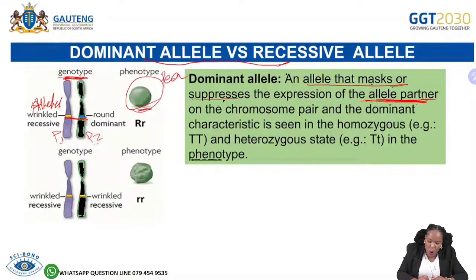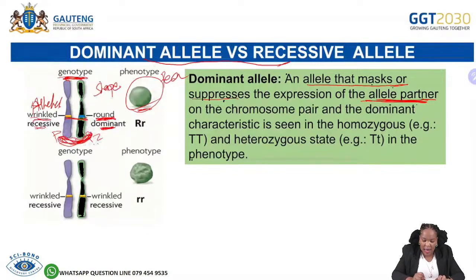Look, parent 2 has round dominant, meaning the shape is round. The shape is the characteristic here. So this one is round, and this one is wrinkled, recessive. Because round is dominant, when this organism consists of these two, the phenotype is going to be round. Why is it round? Because this big R for round is dominant over the small r in this partnership of alleles.